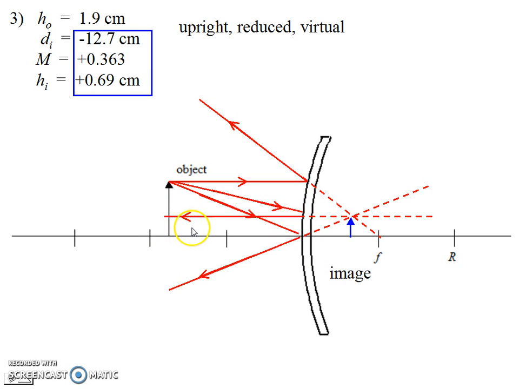Let's look at our predictions. We predicted upright, you bet. We predicted reduced, yep. We predicted virtual, you bet. If I were to put a screen back here behind the mirror, light doesn't actually go through the mirror. There's no way to get the image onto the screen. That's definitely a virtual image. Doesn't mean you can't see it, just means it's virtual.